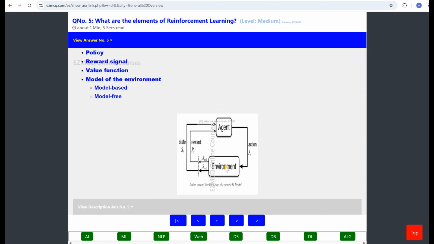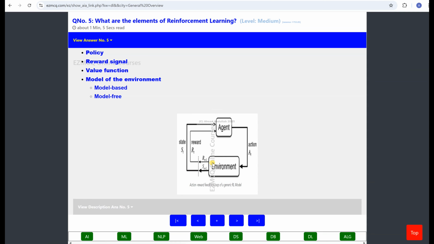So what is the reward signal? The reward signal provides feedback to the agent about the success of its action. It's a scalar value, a number, received from the environment. It reinforces good behavior and discourages poor actions during learning. So basically the objective is to optimize the reward and not to take actions which result in poor behavior. We'll talk more about it.